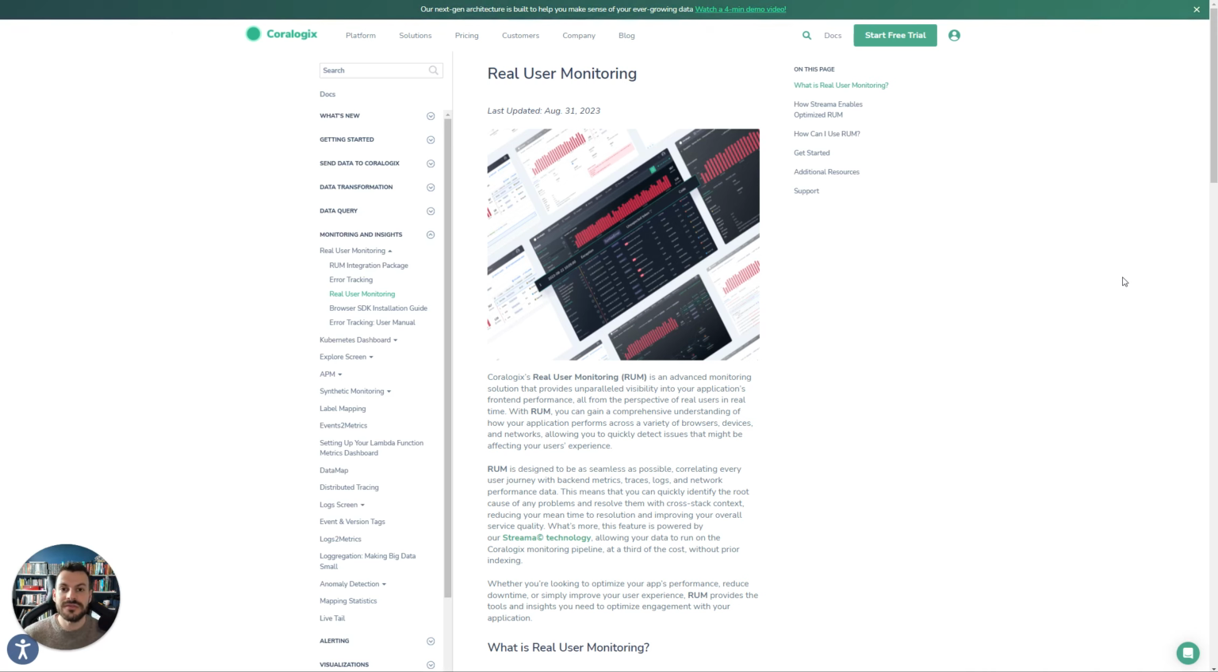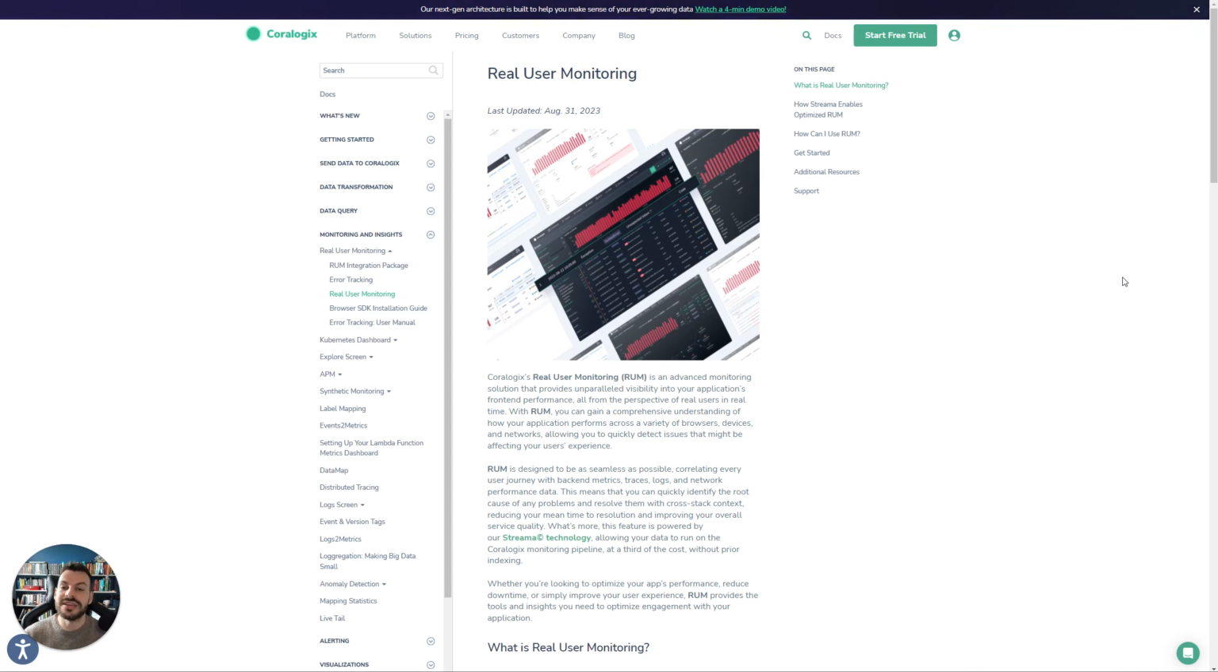So where on other platforms, you may be discouraged from using the real user monitoring features because of volume concerns or because of issues around additional costs or additional licensing implications. In Coralogix, none of that matters. It will just become part of your gigabytes ingested, just like any other part of your application.